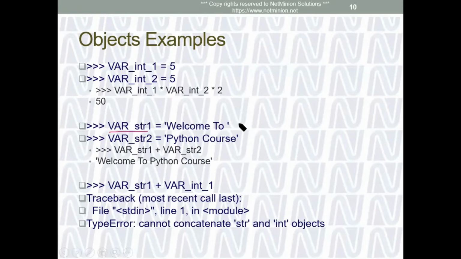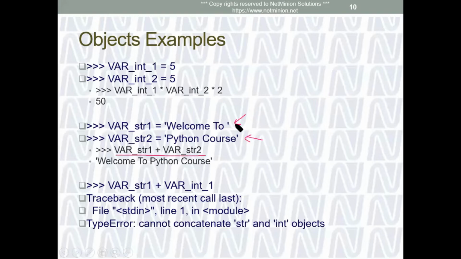Here, in variable string 1, I am storing something. This is known as a string. When you need to store a string in Python, it needs to be enclosed in double quotes or single quotes. You can see the same thing over here. Either single or double, whatever, just stick to that. One string is "welcome to", the second string is "Python".